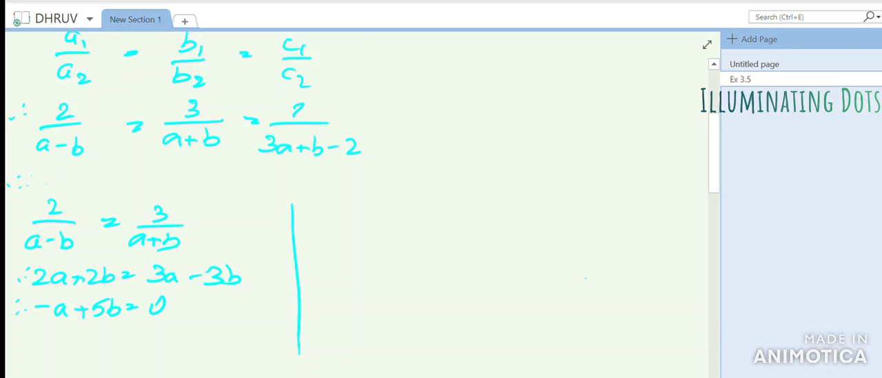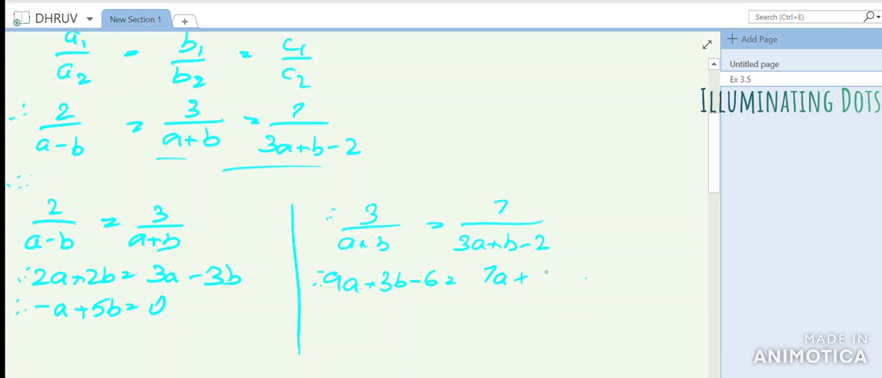So now we equate this and this. So we have 3 upon a plus b is equal to 7 upon 3a plus b minus 2. So we have 9a plus 3b minus 6 is equal to 7a plus 7b. So therefore we have 2a minus 4b is equal to 6. Therefore a minus 2b is equal to 3.